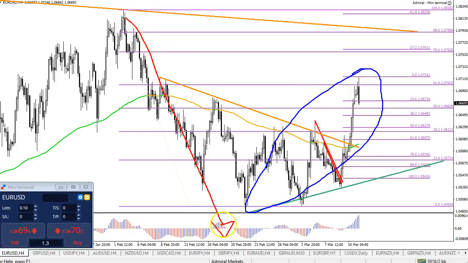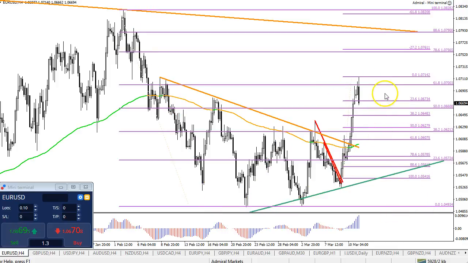This is the first push. This is a correction. The blue circle is kind of the pullback, and this could happen. Now, whether it's the 61.8 fib or the 78.6 fib, that is something that, in my opinion, still remains to be seen. And I do actually think that the 78.6 fib has a slight advantage there. And I'll tell you why.